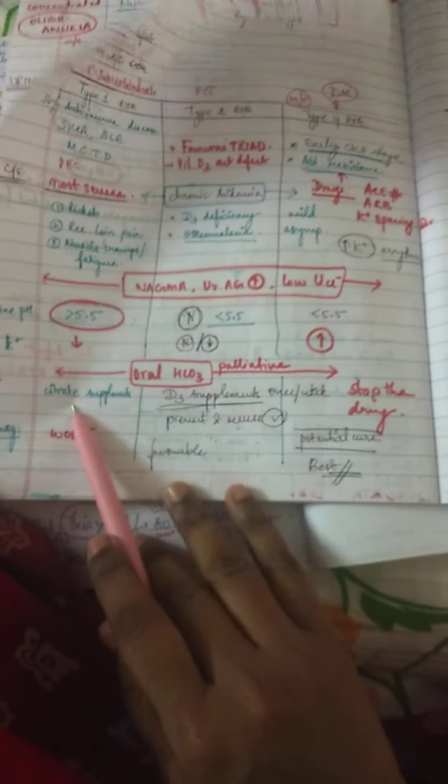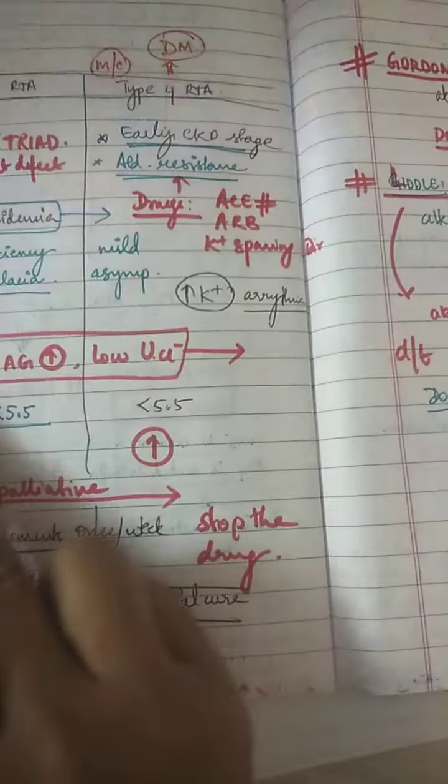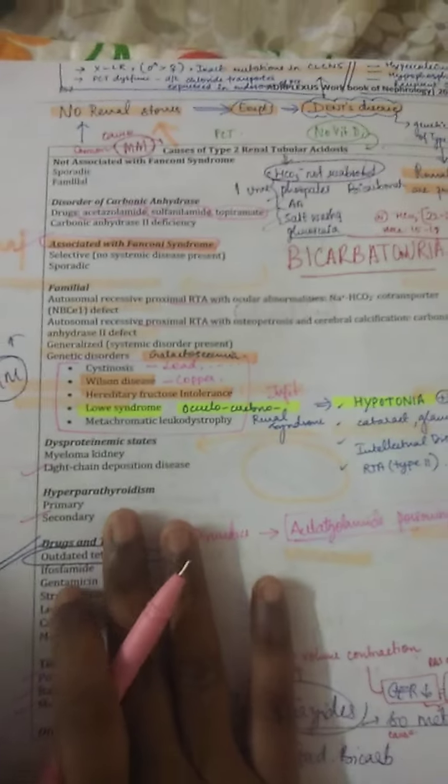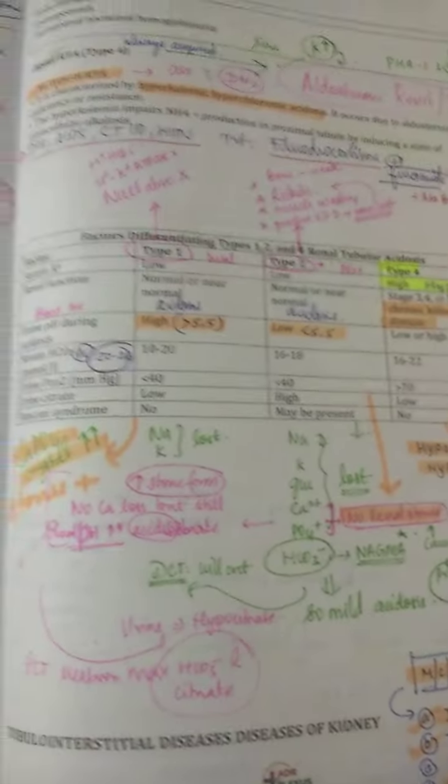Now, how is it caused? It can also be caused by drugs like ACE inhibitors, ARBs, and all that. So you stop the drug and give the potassium cure. That is the easiest thing. Also you should know it's an acquired form of RTA. So this is a diabetic patient with arrhythmias.